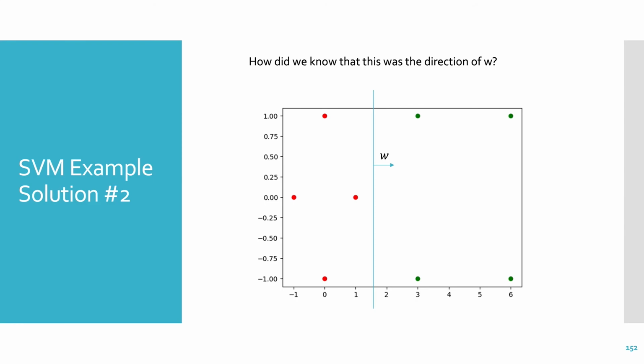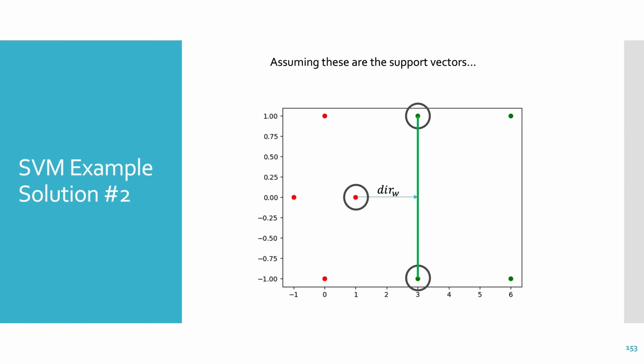Let's analyze some of these things. How did we know what was the direction of W? In this particular example, we just eyeballed it, okay? That's not how you're going to do it in practice. We assumed these were the support vectors, and we drew a line between the negative point and the line that connects the positive points, and that's how we determined the direction of W.